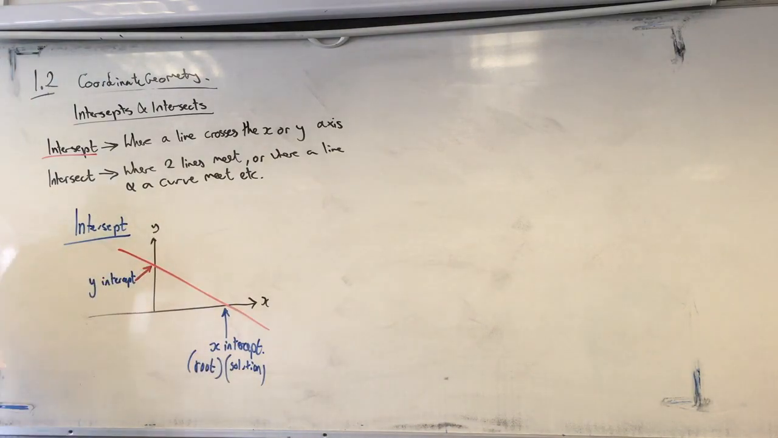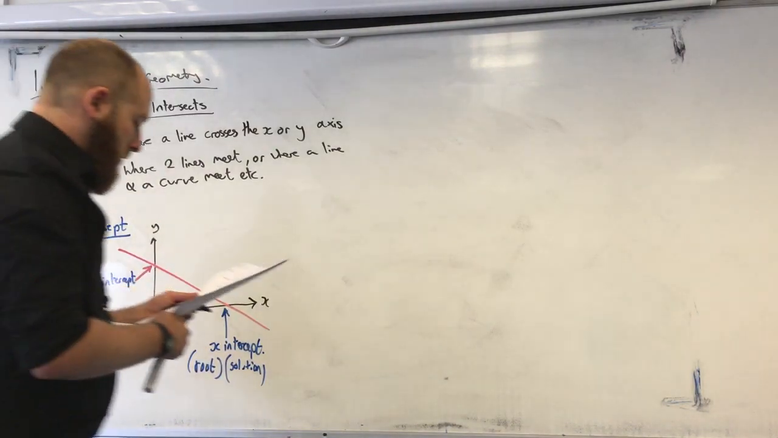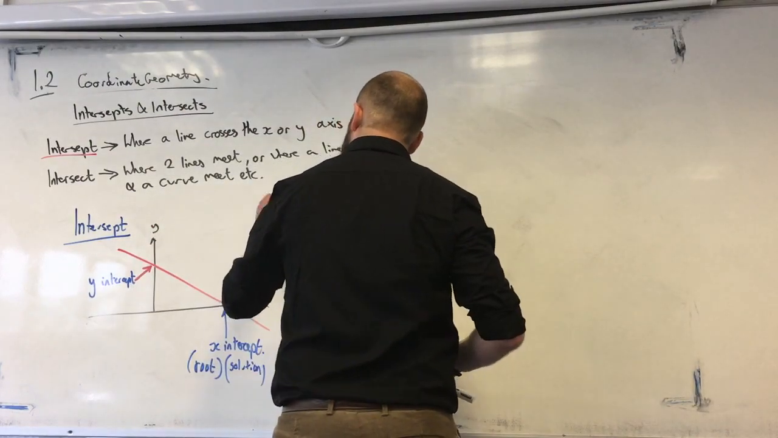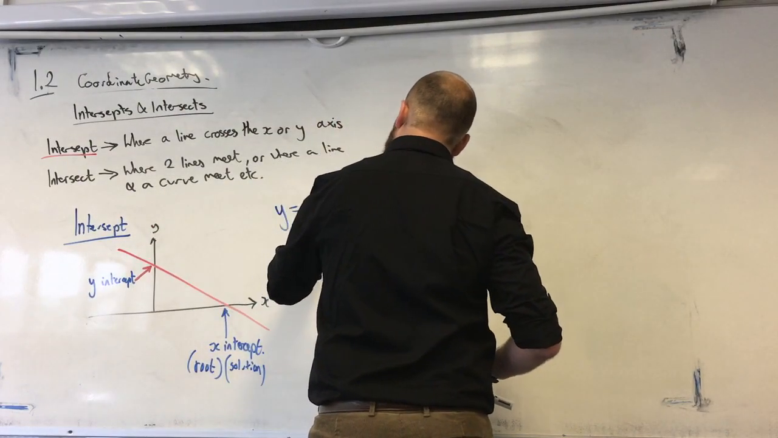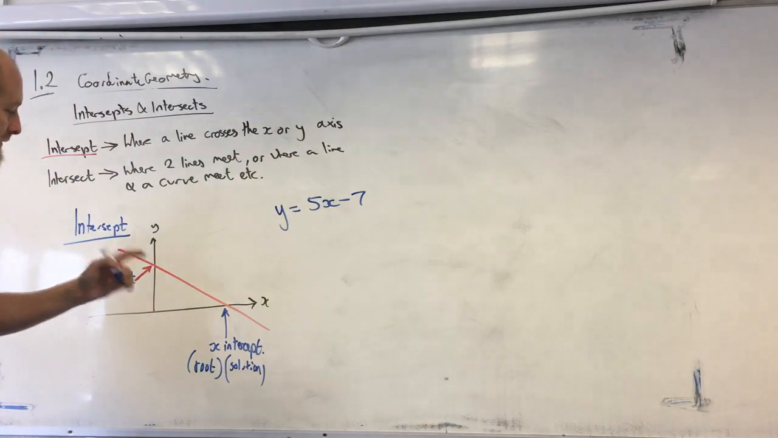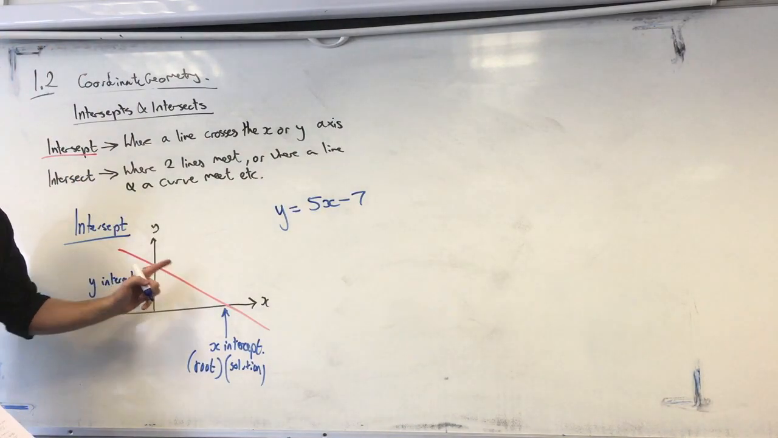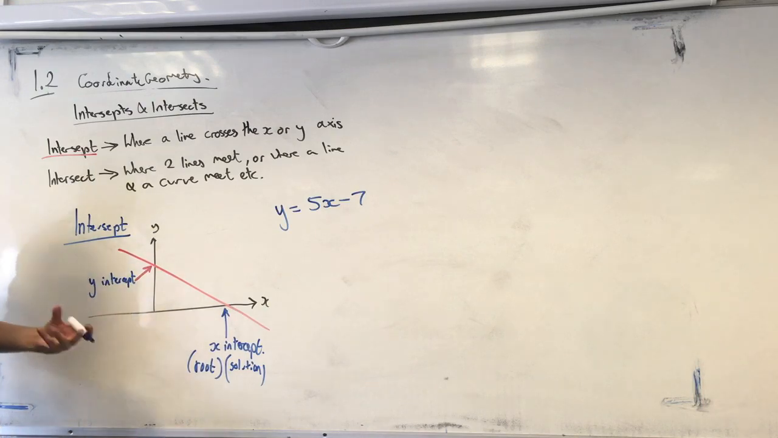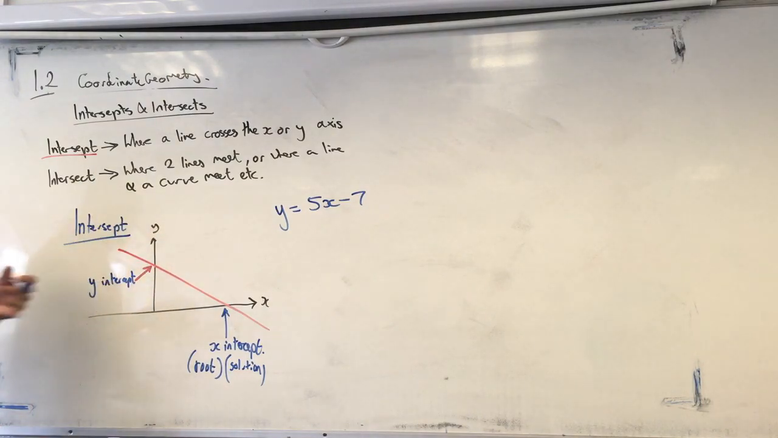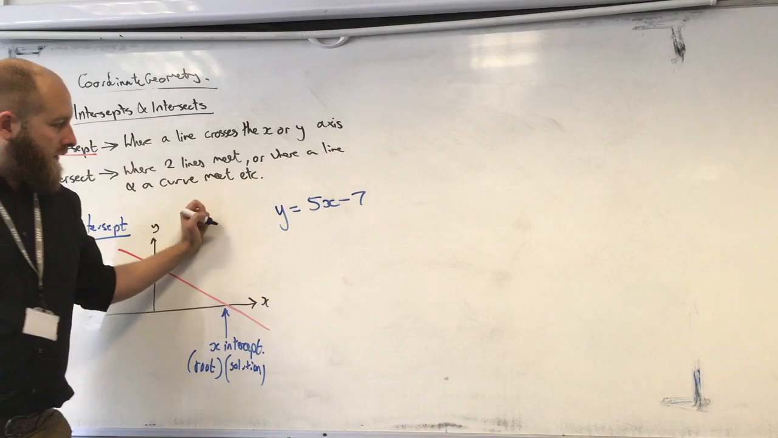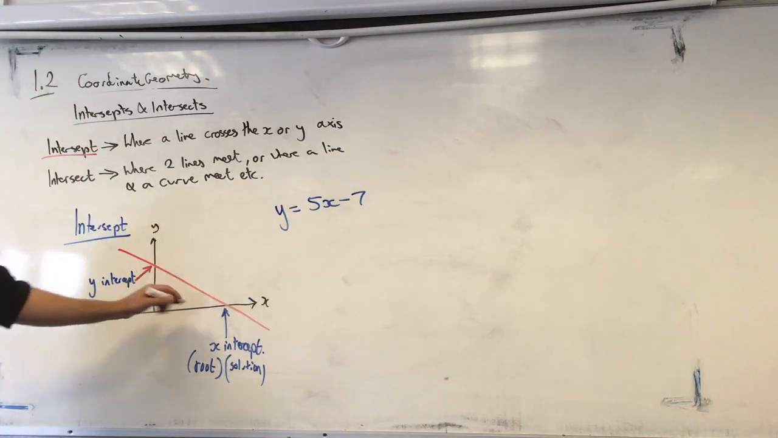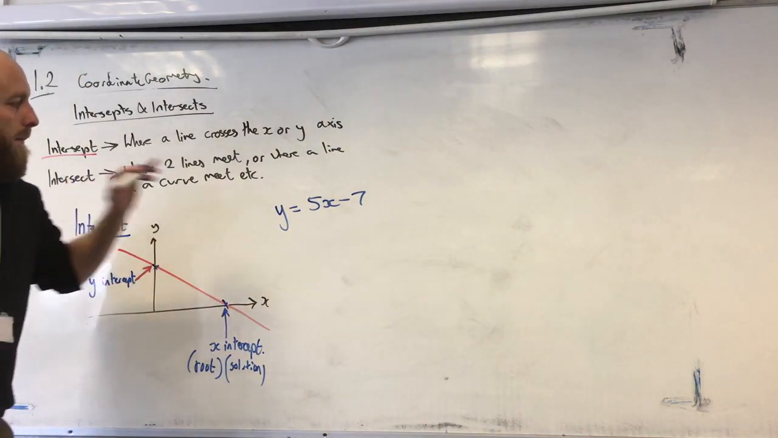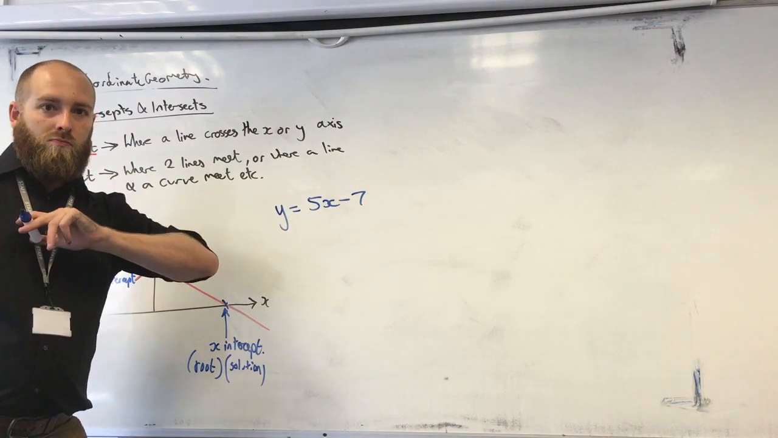So what I want you guys to do is, if I gave you an equation of a line, can you think of how I could find the y-intercept and the x-intercept from that equation? So pause the video, just have a think. If you can't get it, don't worry, because I'm going to show you in about 30 seconds anyway. But have a quick think, how could I find these points based on this equation? Go.